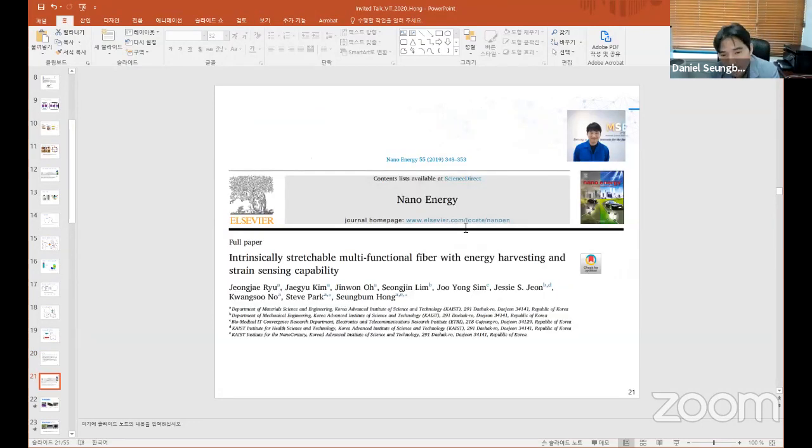All right, let me then move on to the second part, which is related to energy harvesting and sensor, okay? The first part was about sensors and actuators. Now the second part will be about energy harvester and the sensing. Again, the materials that we used is PVDF TRFE or PVDF, that is the polymer ferroelectrics, our favorite materials.